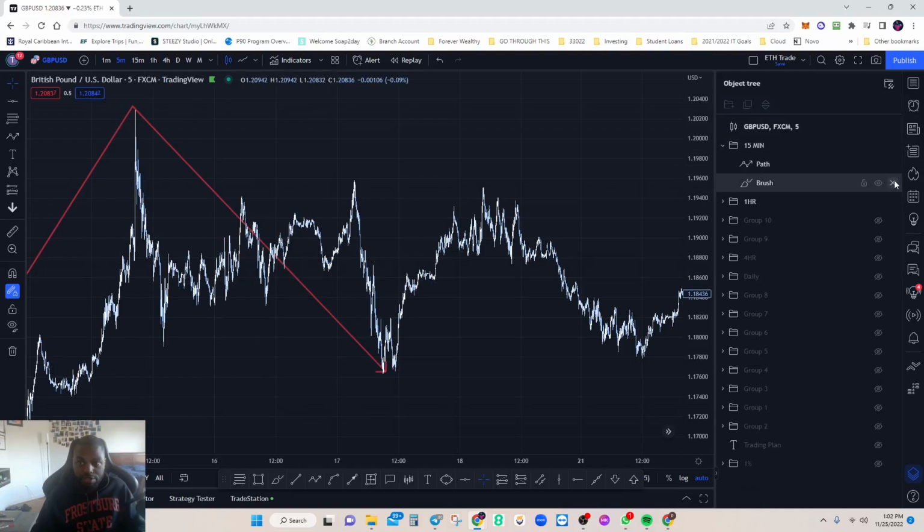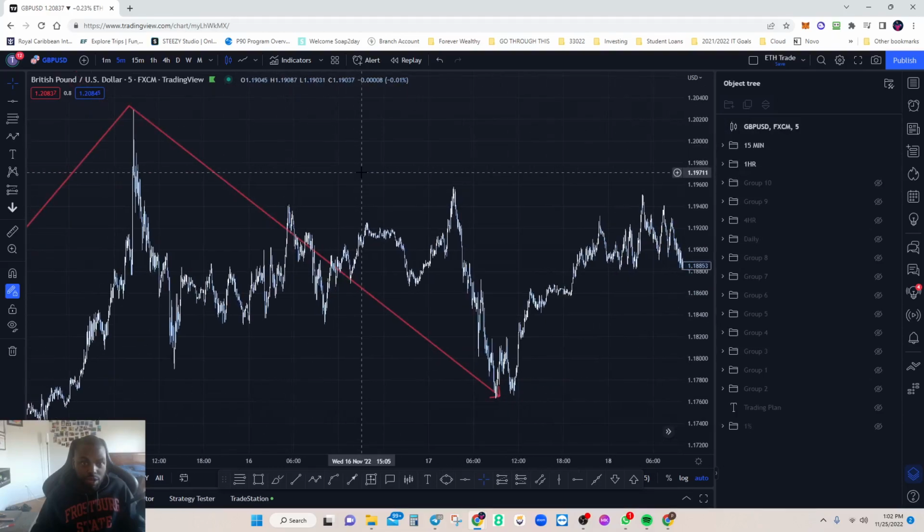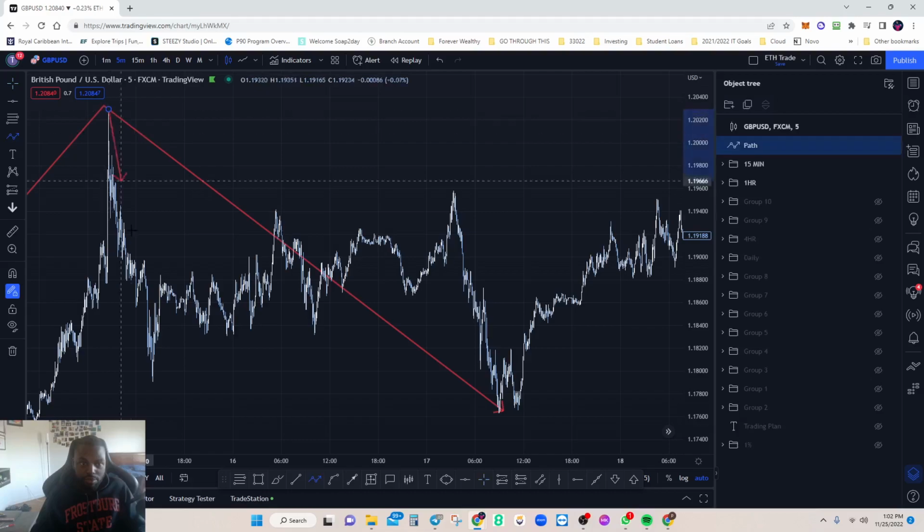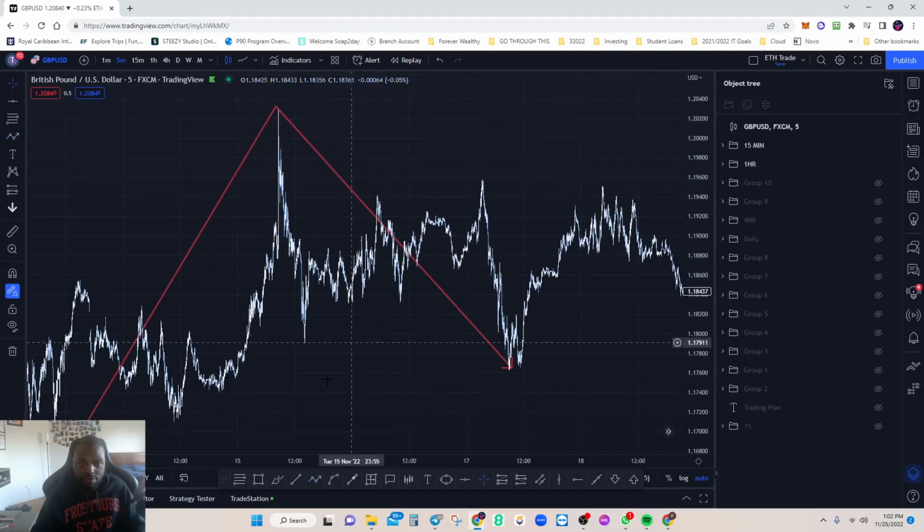Understanding how to draw market structure is so important. Like I said, it tells you where the ocean is going. We want to be surfers and we want to ride the wave. Okay, so boom. If you want, you can use the brush tool.